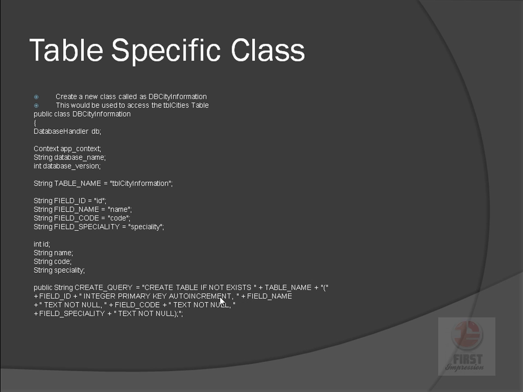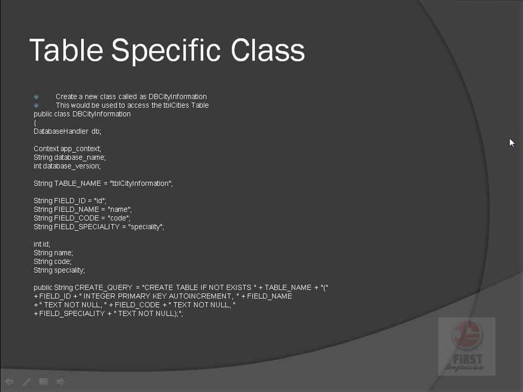Now here the string ends. We have to concatenate this with the field name. So I'll have field name plus text not null, plus field code text not null, plus field specialty text not null. Now this syntax might be a bit confusing to begin with, but you have to appreciate the fact that tomorrow if the table name changes from TBL city information to TBL city info, then you don't have to change TBL city info over here. You have to just make a change once. This change will be reflected in all the queries to come.